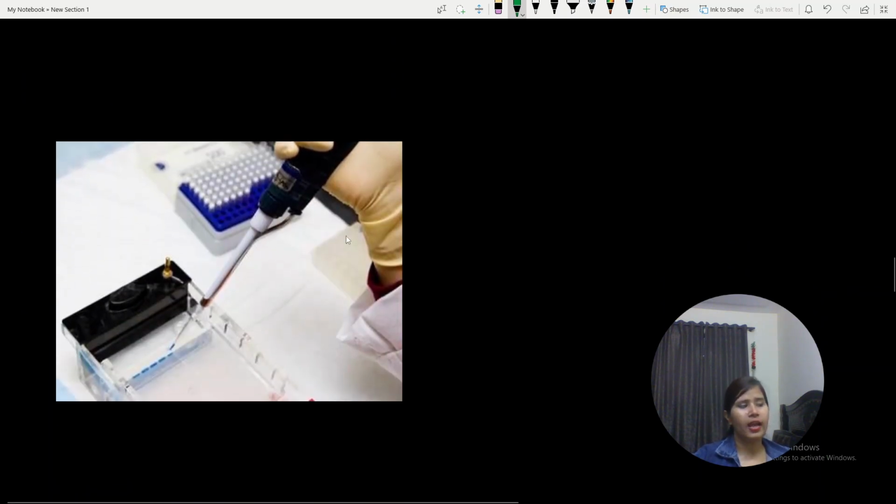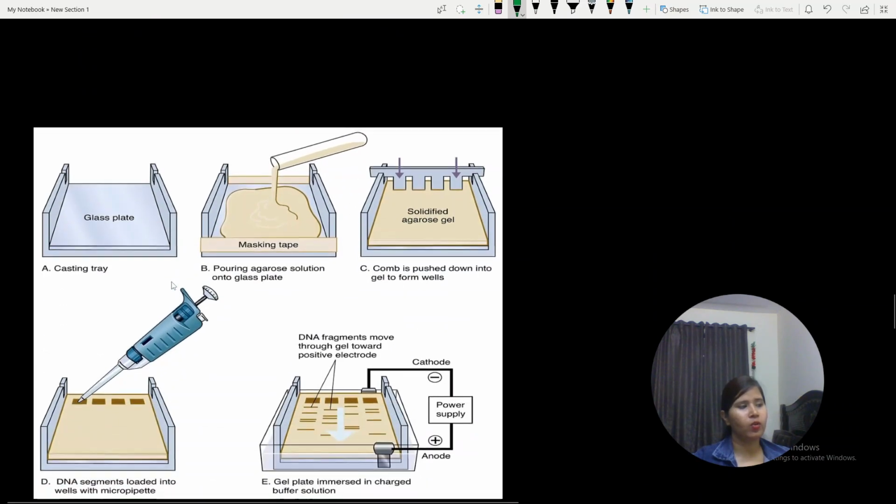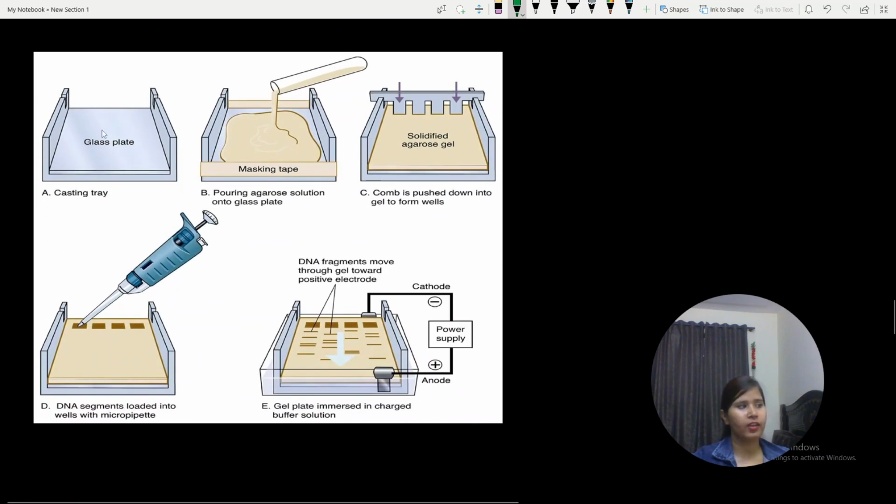Shorter molecules will end up at the end of the gel, and larger molecules will stay near the sample well. This kind of instrument, that is your pipette, different kinds of measuring pipettes are present inside a lab. So you are using a pipette by adding a nanogram amount of your DNA sample into the sample well, or you can say into the holes or pores which you have already created by adding the comb. This is the whole procedure of the agarose gel electrophoresis.